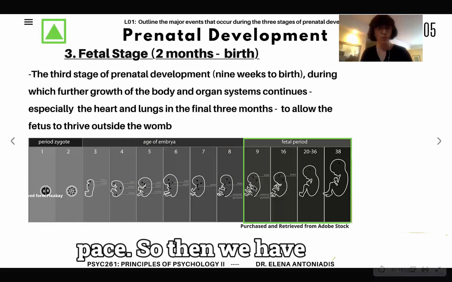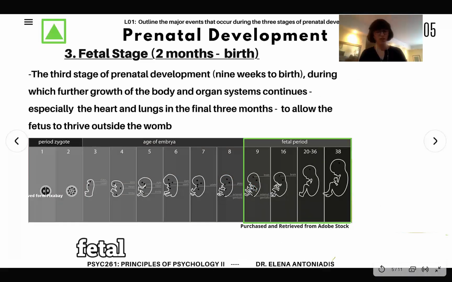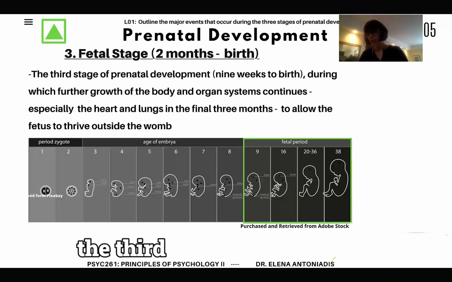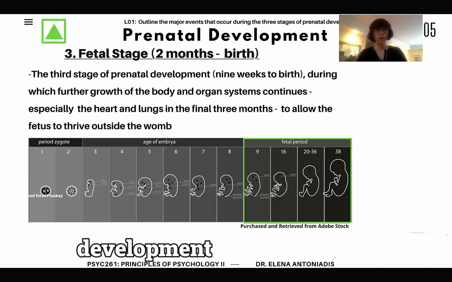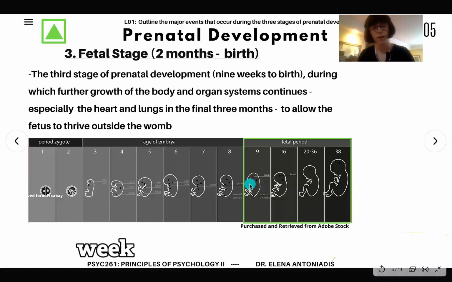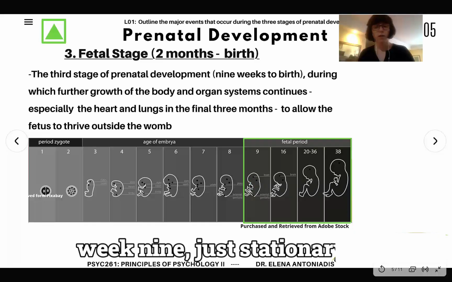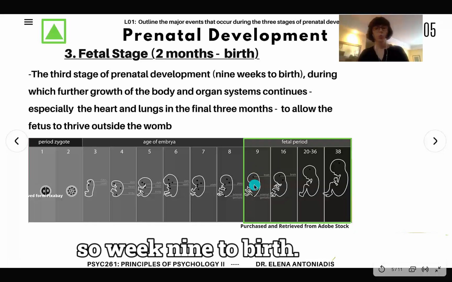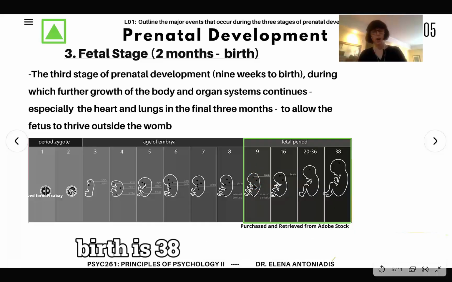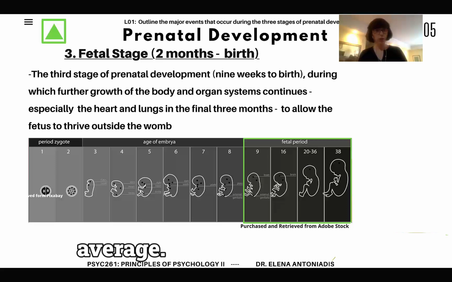So then we have the third stage, which is the fetal stage. And so this is the third stage of prenatal development, that starts at week 9 gestational age, so week 9 to birth. And birth is 38 to 40 weeks on average.